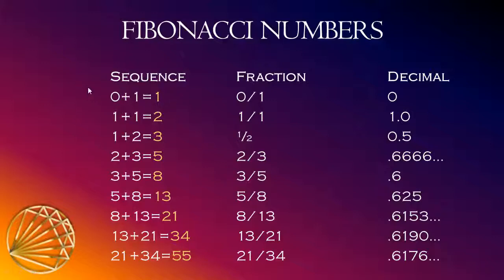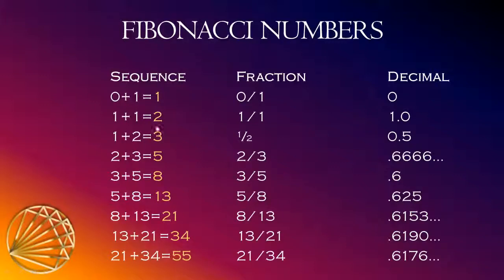If you look over here on the left, this is how the sequence starts. You take 0 plus 1 equals 1. And what we do is add these two numbers together to get the next number. So I'm adding 1 plus 1. Here's 1 plus 1 equals 2. Now to get the next number, we take this number and this number. 1 plus 2 equals 3.